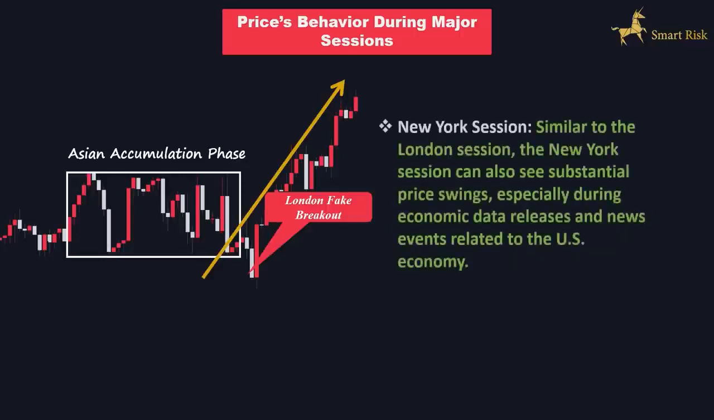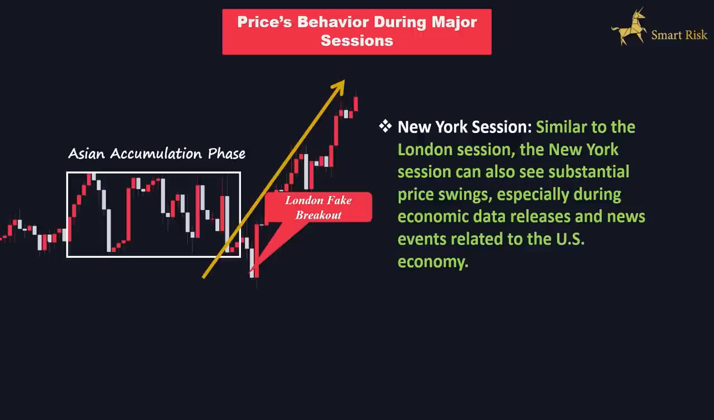New York session. Similar to the London session, the New York session can also see substantial price swings, especially during economic data releases and news events related to the US economy. It's important to note that while these sessions have their typical price behaviors, unexpected events and news can lead to sudden and significant price movements at any time. Traders should be aware of these sessions and their characteristics when planning their trading strategies and risk management.